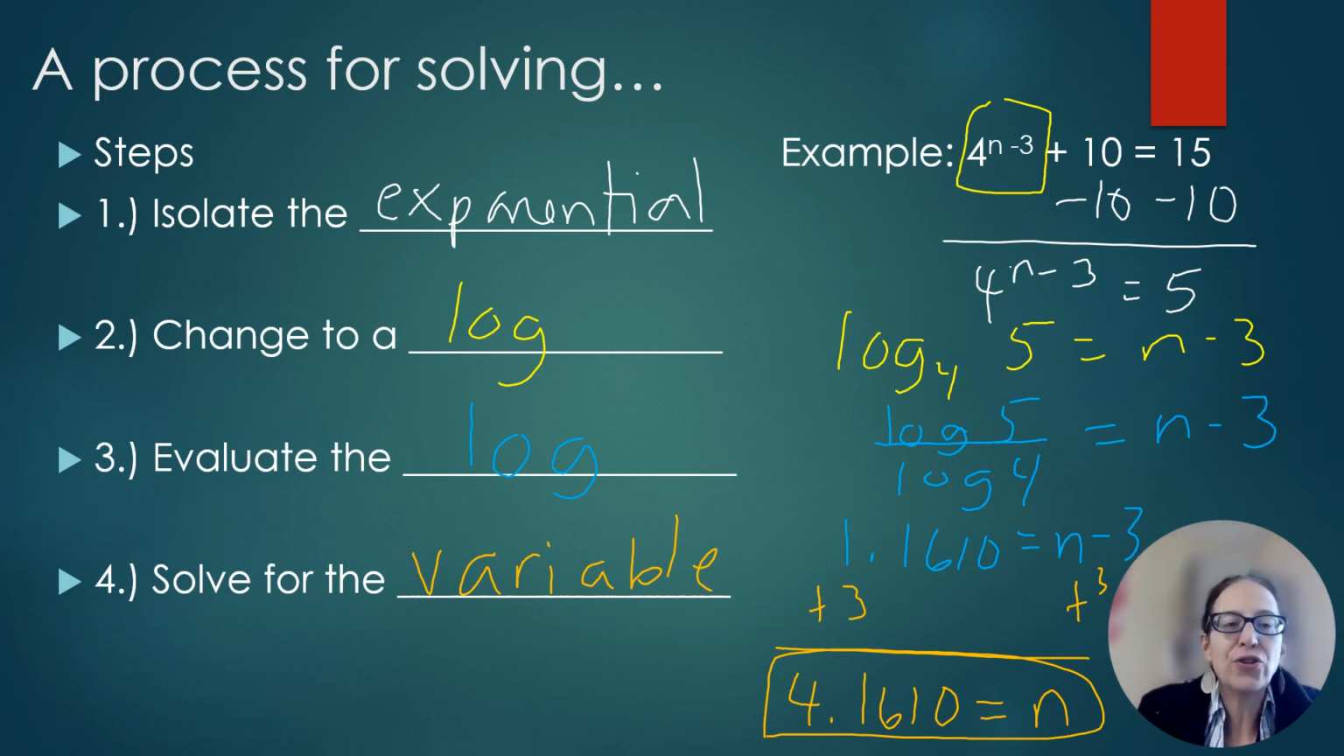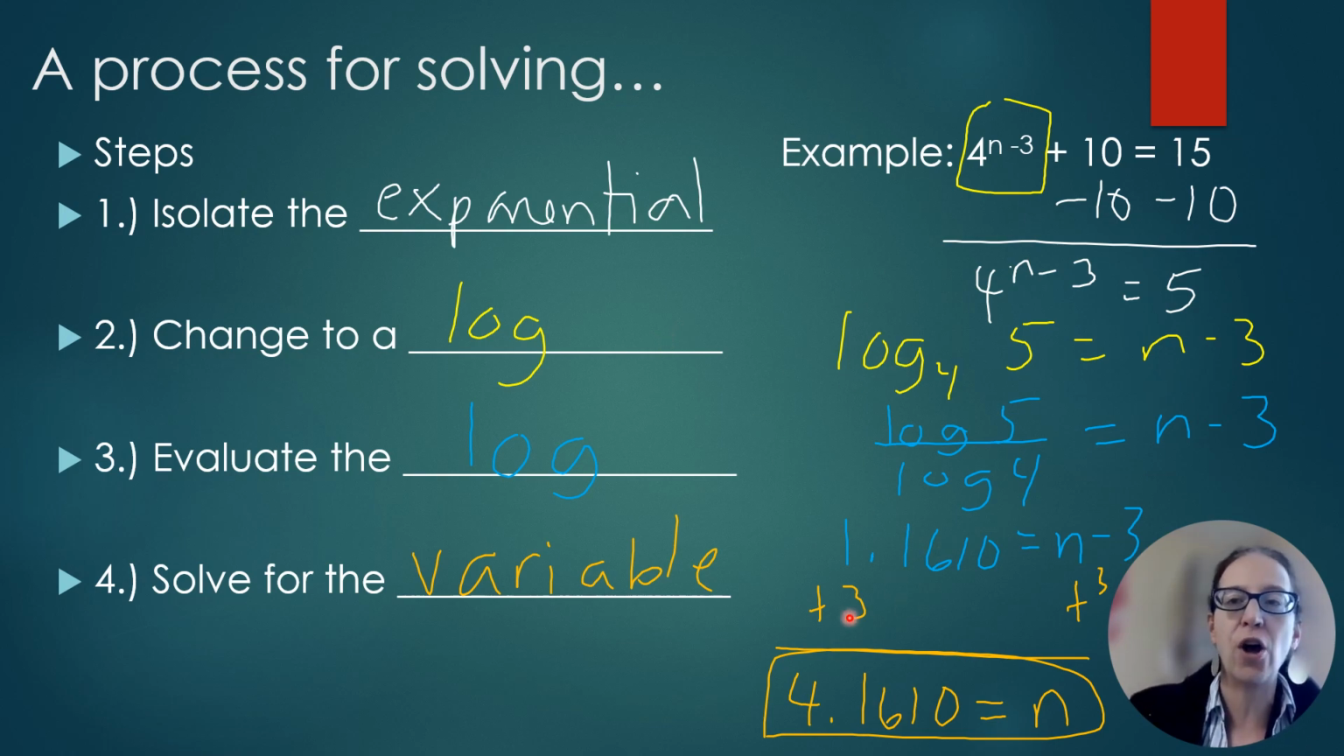Okay, so there are your steps. Step 1, 2, 3, and 4. Isolate the exponential, change it over to a logarithm, evaluate the logarithm. That means get that decimal number that goes with it, and then you should be able to solve whatever is left. It'll probably be a 1 or a 2-step equation at that point. Now I did color code this, so you can match up the step on the left with what it looks like on the right, and that's your roadmap.